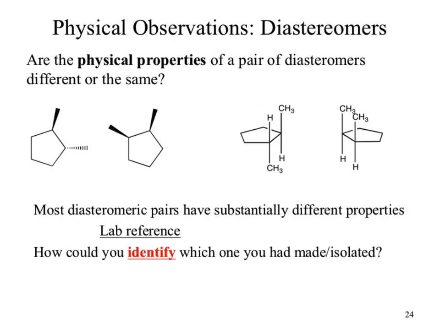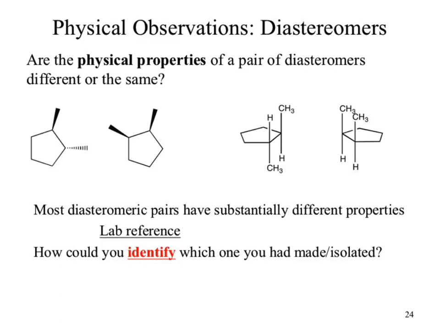So diastereomers are not a big deal. And in fact, relatively easy to work with. Okay, how could we identify which one was made? Anybody in the lab should be able to answer that. We could use spectroscopy.